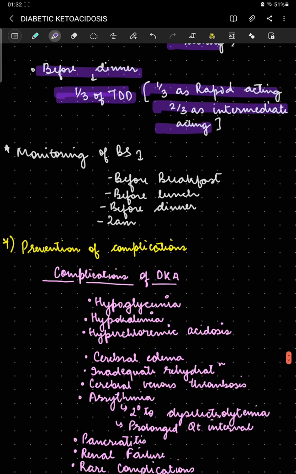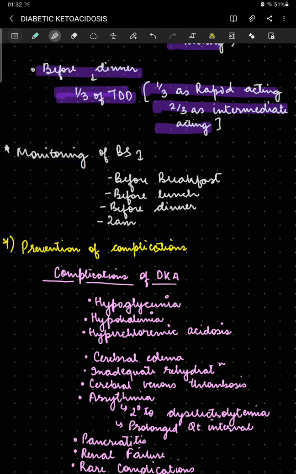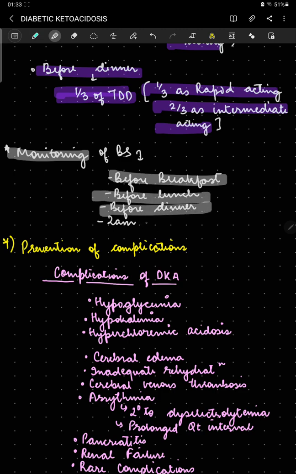Now comes the monitoring of blood sugar levels. Monitoring becomes very important, and you have to counsel the parents as well to monitor the blood glucose level at frequent intervals. So ideally, monitoring has to be done before every meal, that is before breakfast, before lunch, before dinner, and lastly but not the least at 2 a.m., when the child experiences maximum hypoglycemia.